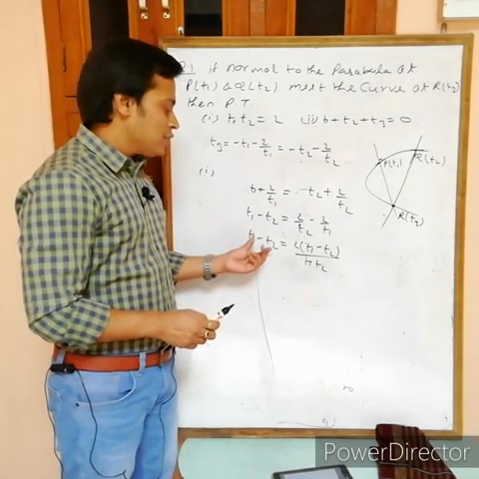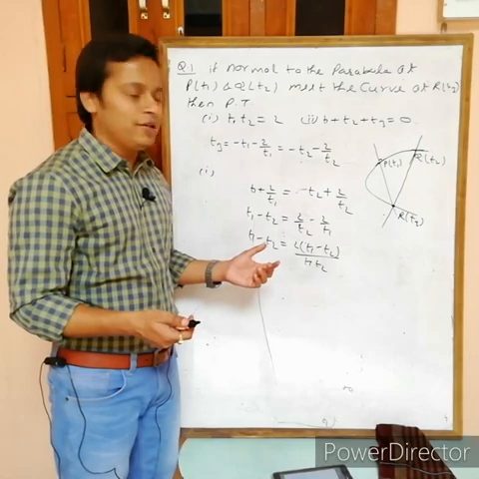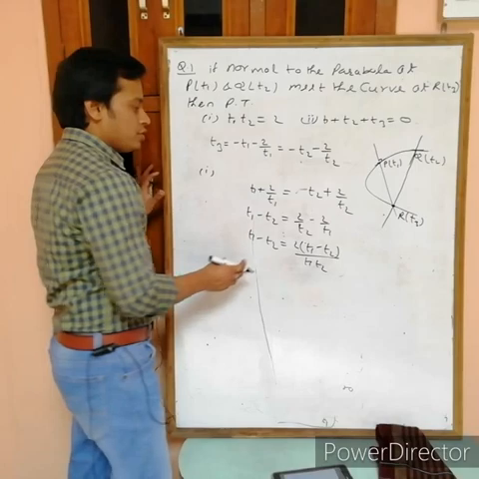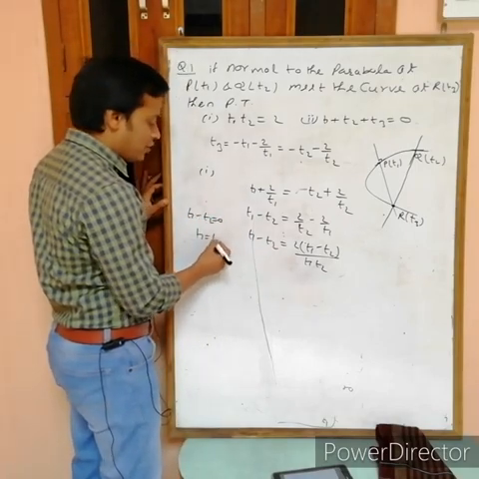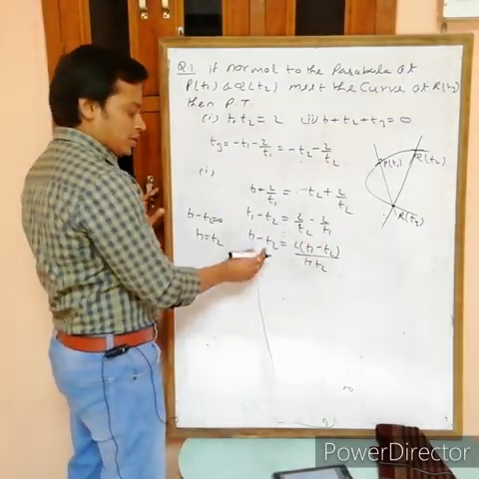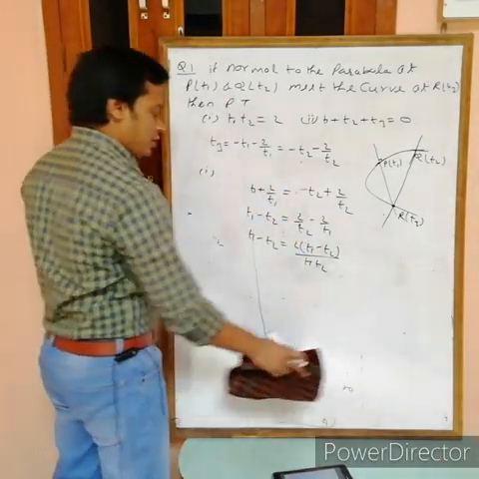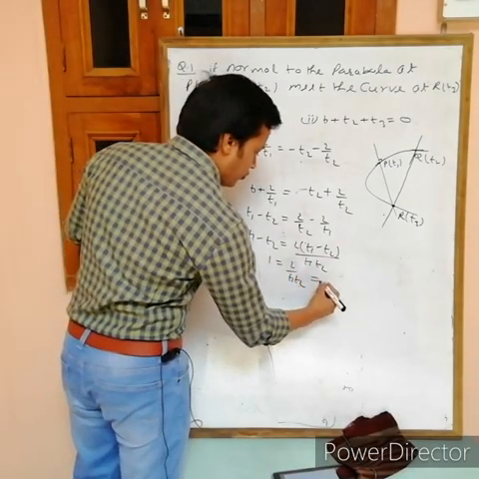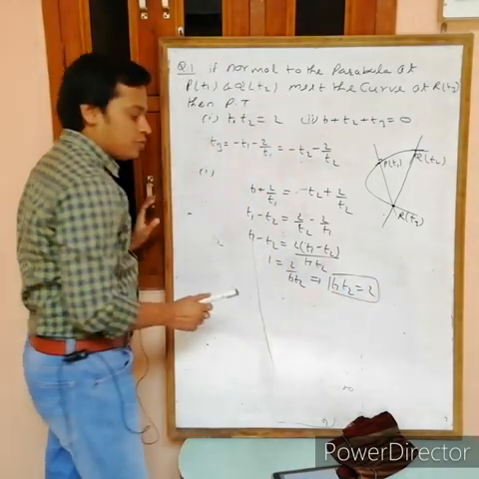Now, can I cancel out T1 minus T2 on both sides? Yes, if it can't be equal to 0. Remember, we can't always cancel out, but this time it can't be 0. Because if it becomes 0, then T1 equals T2, meaning both are the same point, but both are different points. So we can cancel out. Then we get 1 equals 2 by T1 T2, so T1 T2 equals 2. So the first part is done.